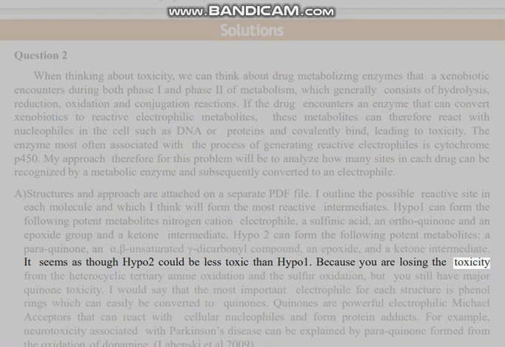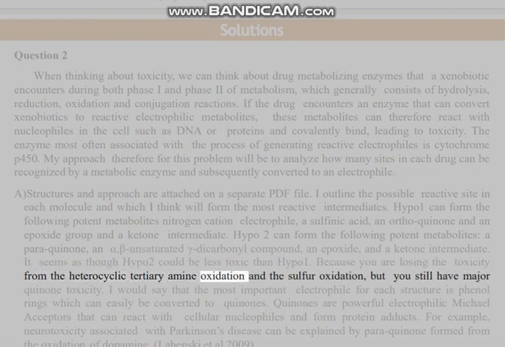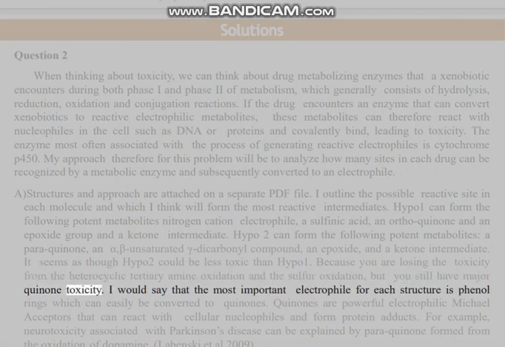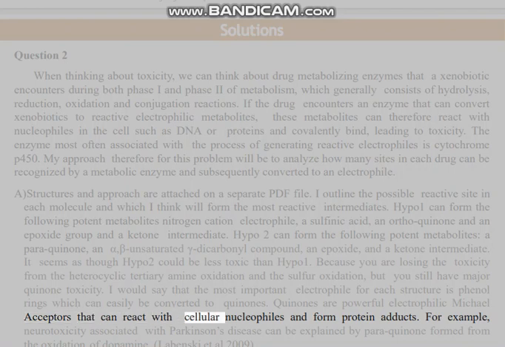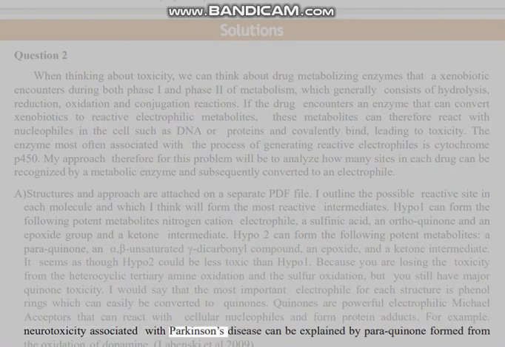Because you are losing the toxicity from the heterocyclic tertiary amine oxidation and the sulfur oxidation, but you still have major quinone toxicity. I would say that the most important electrophile for each structure is phenol rings, which can easily be converted to quinones. Quinones are powerful electrophilic Michael acceptors that can react with cellular nucleophiles and form protein adducts. For example, neurotoxicity associated with Parkinson's disease can be explained by paraquinone formed from the oxidation of dopamine, Labinsky et al. 2009.